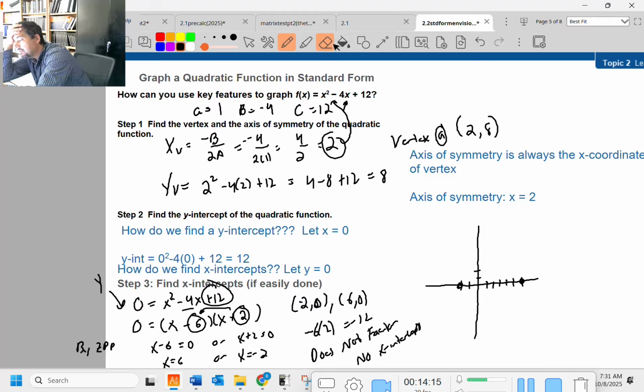So let's scratch this. We don't have any x-intercepts. We have a vertex at 2, 8. About right there. What do we know here? Y-intercepts. We have a y-intercept at 12. 9, 10, 11, 12, about right there. And we have an axis of symmetry at x equals 2. Now, this y-intercept is 2 units to the left of the axis of symmetry. So by symmetry, there should be something 2 units to the right.